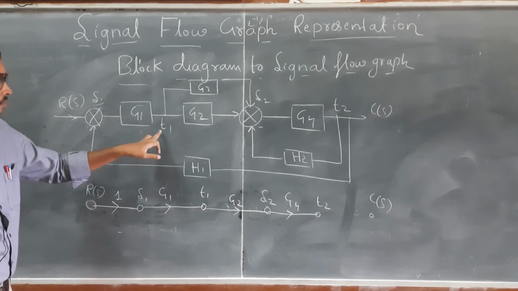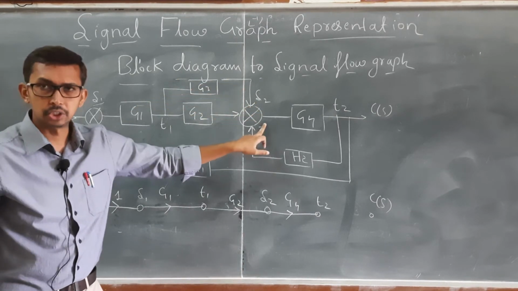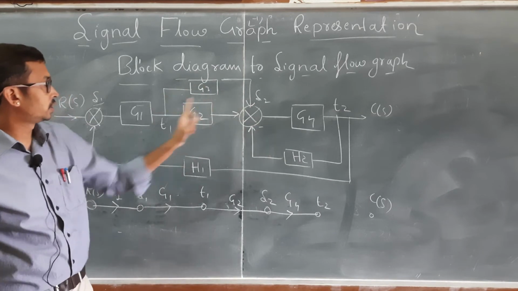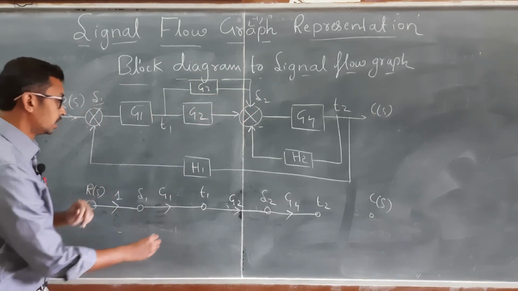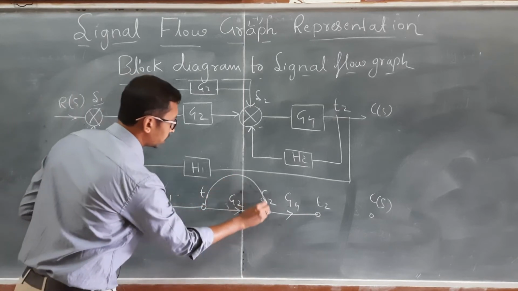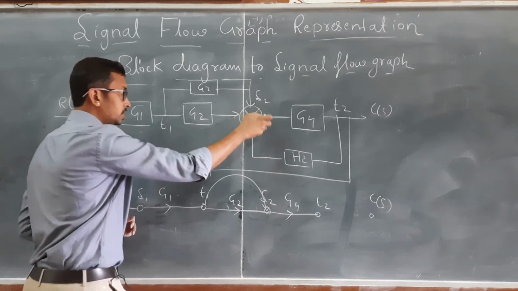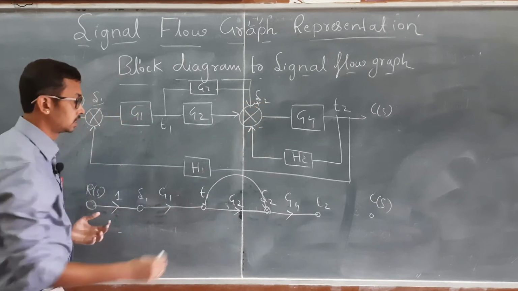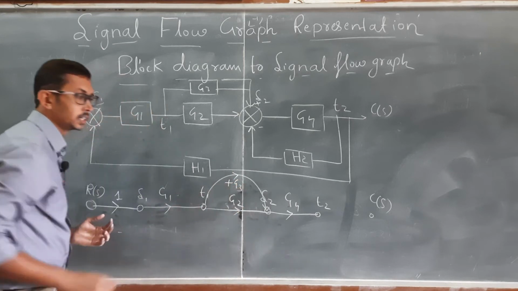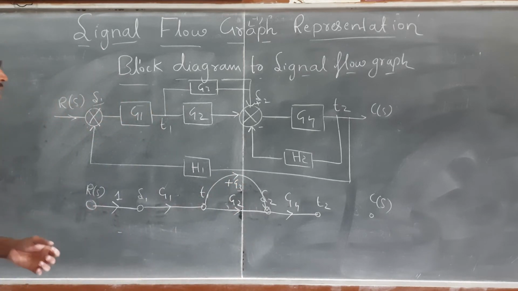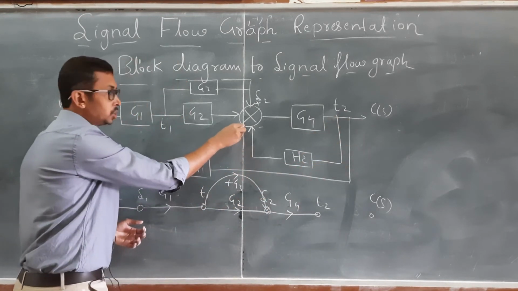Next one. There is a signal from T1 to S2, right? So it is going above. T1 to S2 there is a signal G3. If nothing is there, that means it is considered as plus. So it will be plus G3.